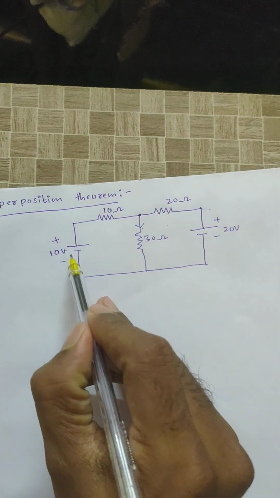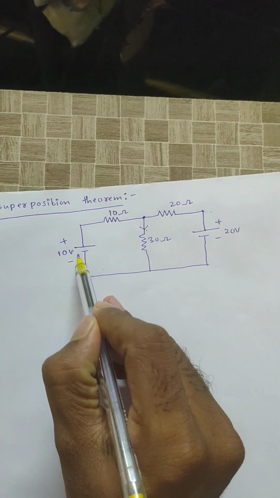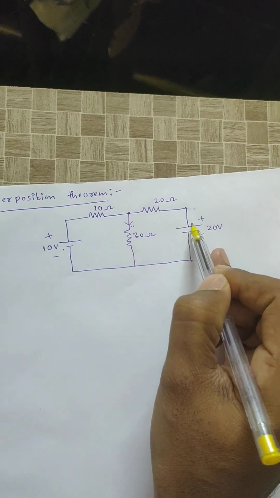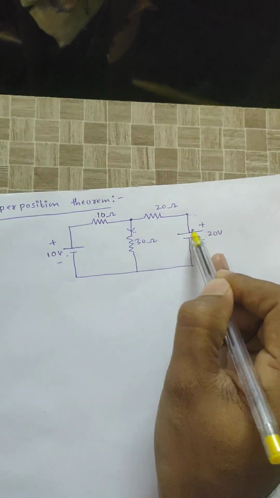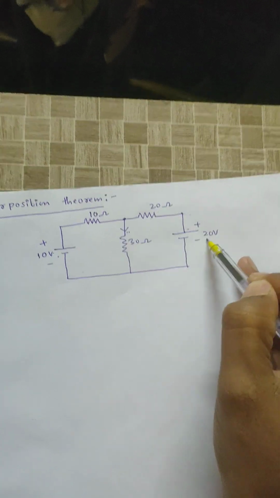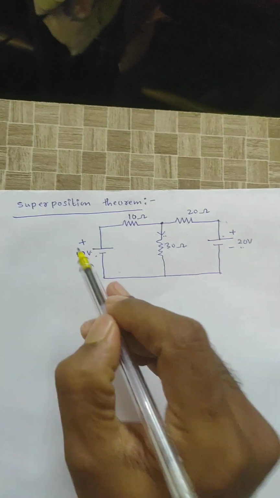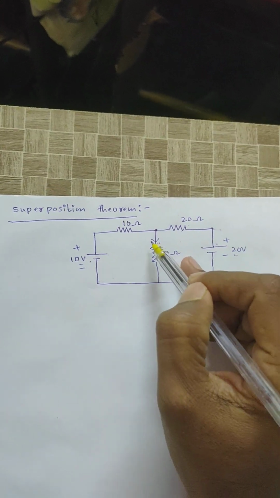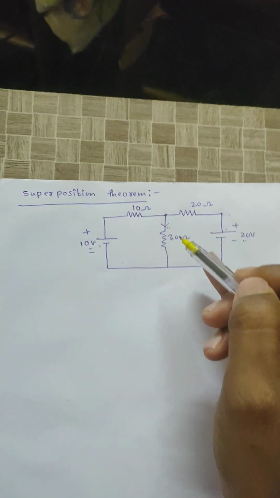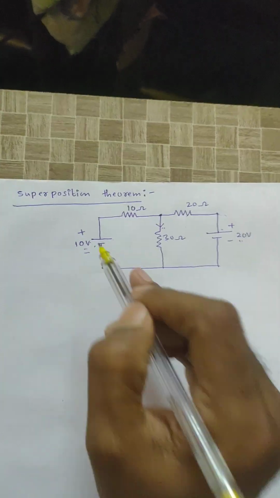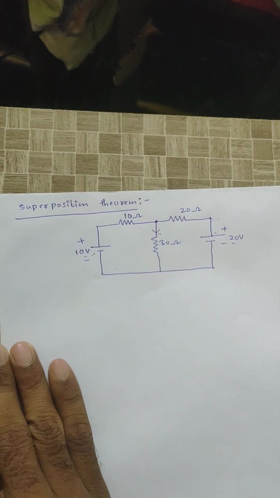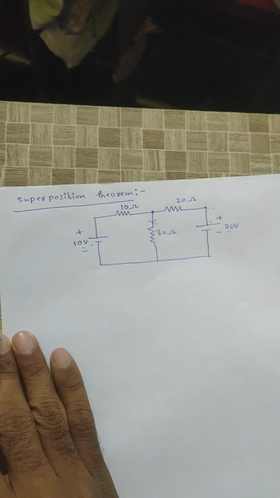That means in the first case, consider the 10 volt source acting alone, calculate the current flowing through 30 ohm, and the remaining 20 volt source is replaced by a short circuit. Similarly, in the second case, consider the 20 volt source acting alone and the remaining 10 volt source is replaced by a short circuit, and again calculate the current flowing through 30 ohm. Then the total current is the first case current plus the second case current. That is nothing but the superposition theorem. First we will solve one problem, then you will have a clear idea.